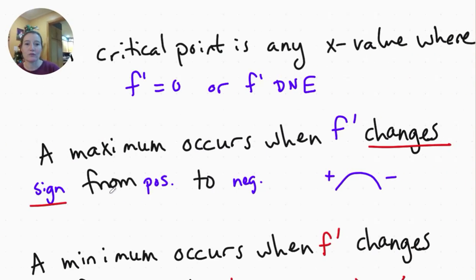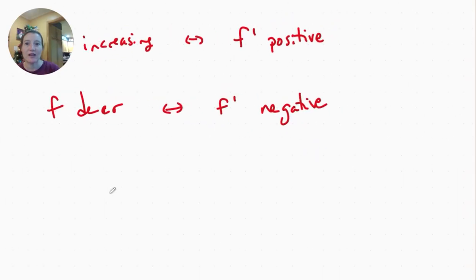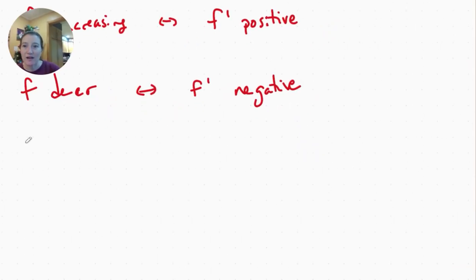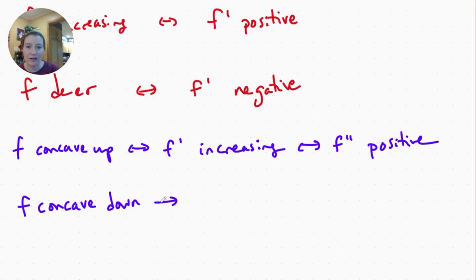Let's go over to our little chart where we were connecting those things. f increasing means f prime positive, f decreasing means f prime negative. f concave up means f prime increasing, which means f double prime is positive. And we're going to say the same thing for f concave down. This is our last little slide here. This is our last bit.